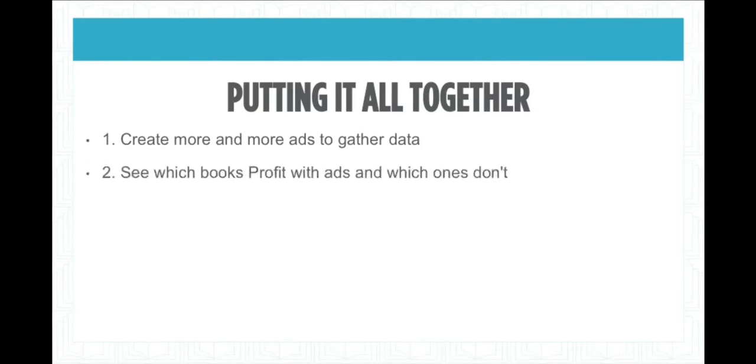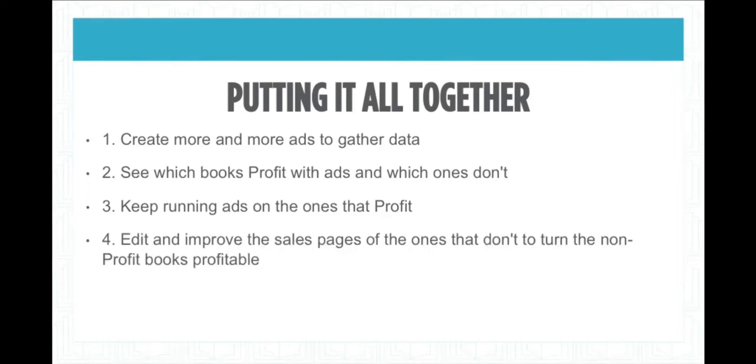Now, to put it all together, we've talked about this a couple of times. You're going to create more and more ads to keep gathering data. You're going to see which books profit with ads and which ones don't. The ones that profit, you keep running ads on. You keep working on scaling those. You edit and improve the sales pages of the ones that don't profit so that those become profitable. And then you rinse and repeat.